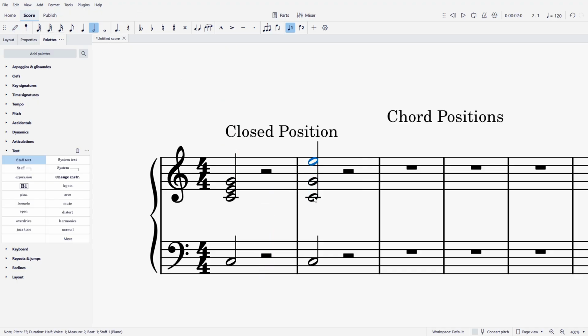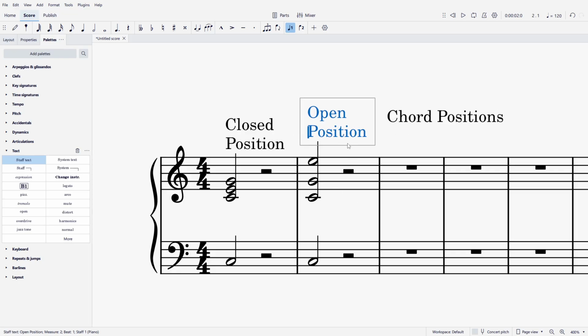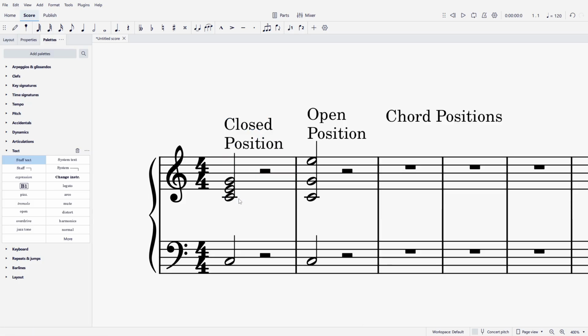Now, as you can see, between the C and the E, there is more than an octave. That's an octave, that's a tenth. So that is an open position. Hold on, let me just write. So that's an open position. So you can see the difference between the tenor and the G here. It's only a perfect fifth, so it's less than an octave. In here, it's more than an octave, and you can clearly hear the difference.